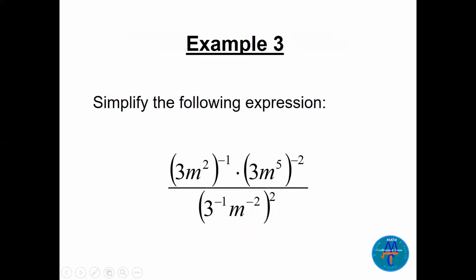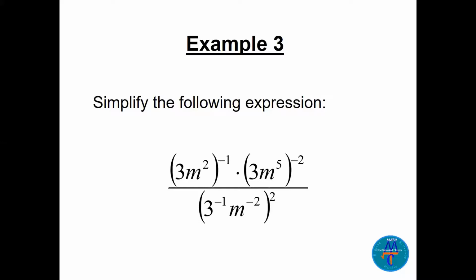Let's see another one. Oh boy, example number 3. Let's simplify the expression, please. 3m squared all to the power minus 1, 3m to the power 5 all to the power minus 2, divided by 3 to the power minus 1, m to the power minus 2 all squared. Please, you can pause this video for a little and try it. And try to compare the answer on the next slide.